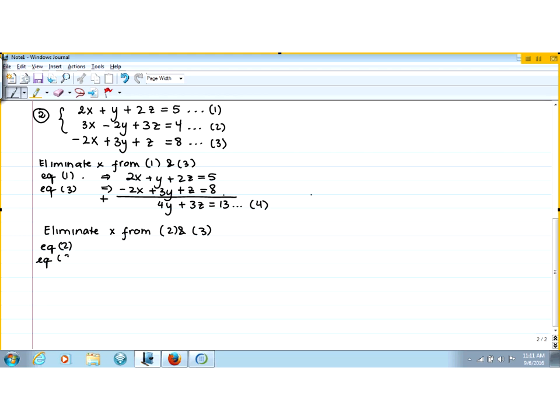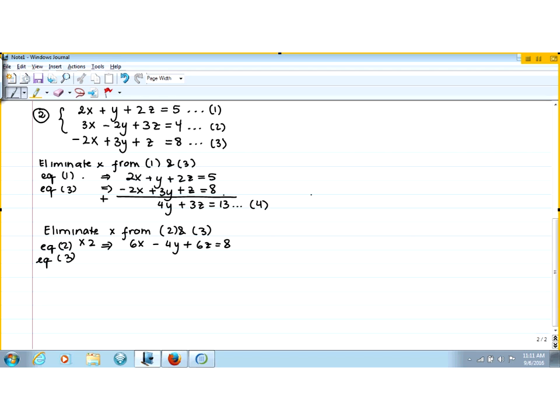Equation 2 and equation 3. Now, let's look at equation 2 and 3, and I want to eliminate x. What's my LCD? 6? All right, so I need to have 6 here, so multiply by 2. So when I multiply each one of them by 2, what do I have here? 6x minus 4y plus 6z is 8.